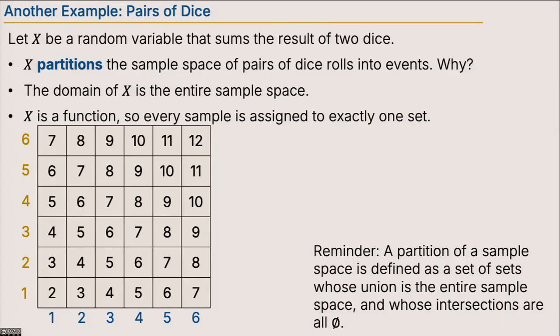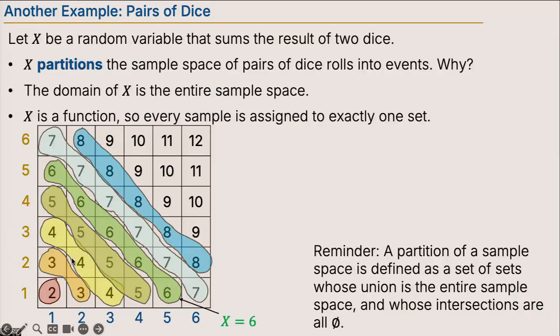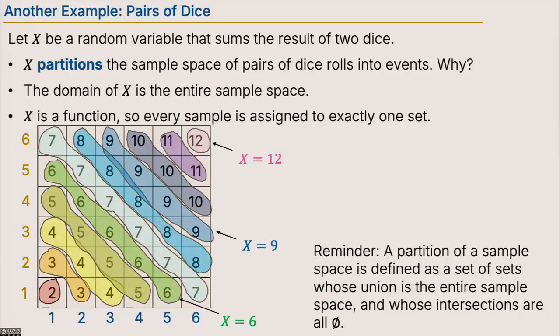All right. Okay. So moving on. Pairs of dice. Let X be a random variable that sums the result of 2 dice. Again, X in this case would partition the sample space of pairs of dice into events. And again, the reason that happens is because for every possible pair of dice, we get a particular number. Here are all the events. Here are their names. I gave some of them. Okay? So again, you take your sample space, you partition it, and you're in great shape.